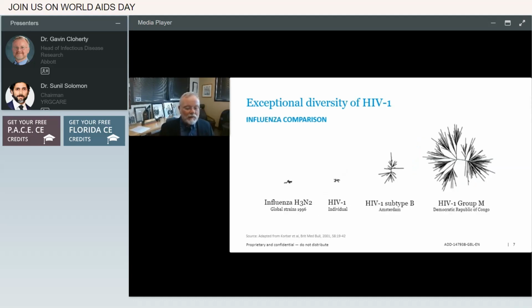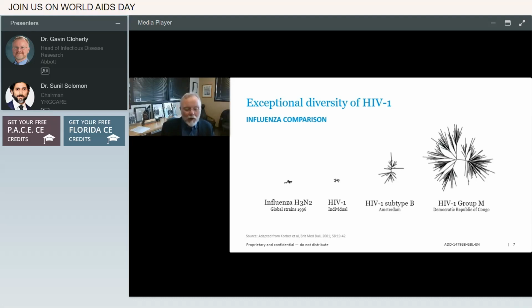Again, comparing HIV to influenza, on the left-hand side, you can see the global strains of H3N2 collected in 1996, and compared to these sequences longitudinally collected from a single individual over time, they are very similar. So the amount of total global diversity of influenza in 1996 was very similar to the amount of diversity seen in HIV in a single person looked at over time. When you look further on the right, from a group of individuals, again a snapshot in time of HIV group M subtype B from Amsterdam, it is significantly more diverse than influenza.